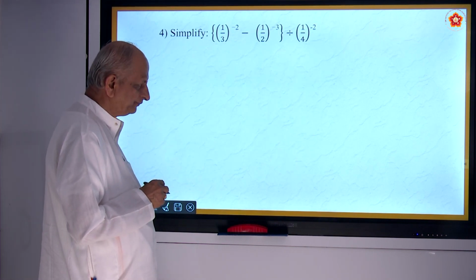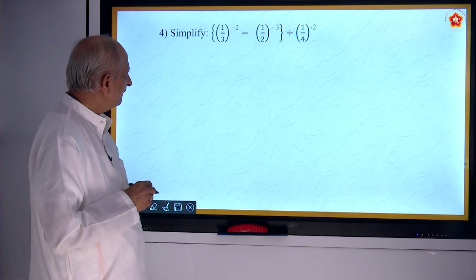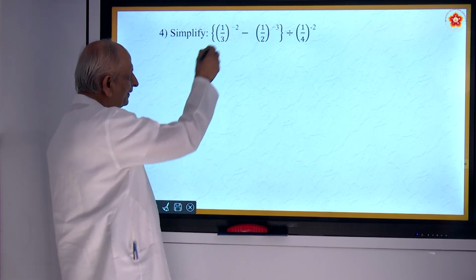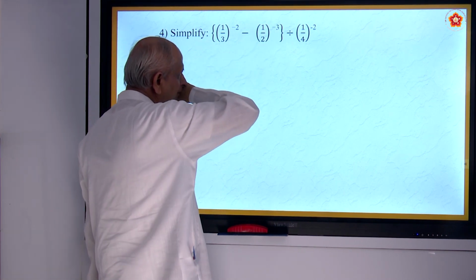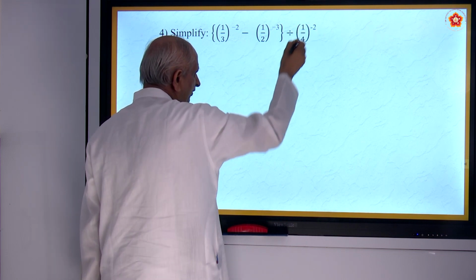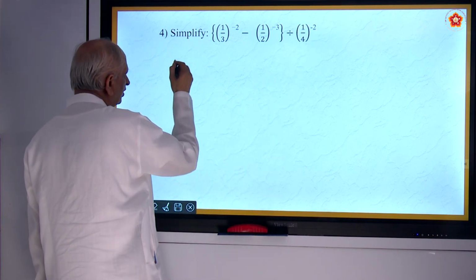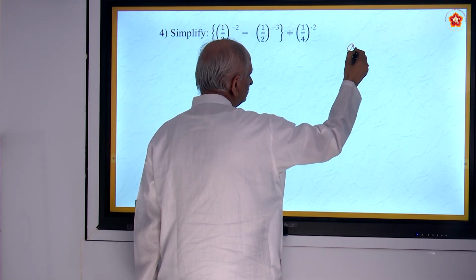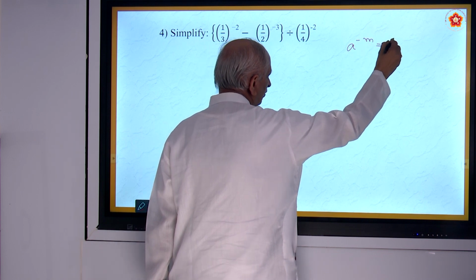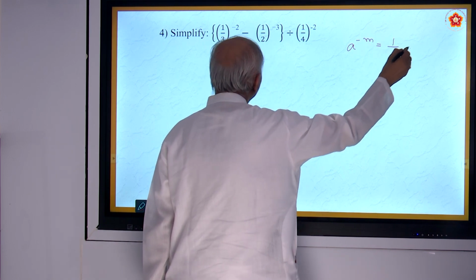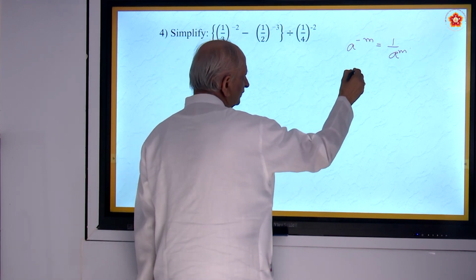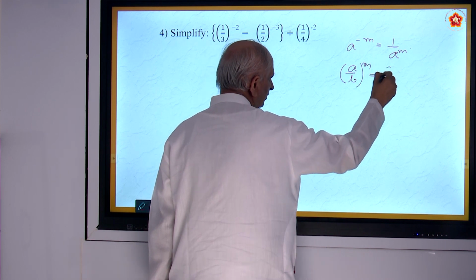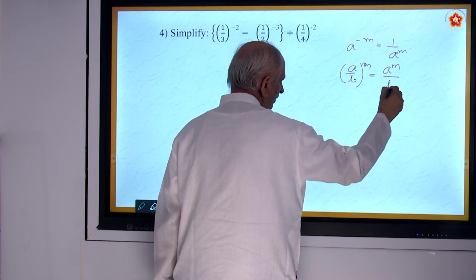Next one. 1 by 3 to the power of minus 2 is equal to minus half to the power of minus 3 divided by 1 by 4 to the power of minus 2. So here you must write the laws. What is the law? a to the power of minus m is equal to 1 by a to the power of m, one law. Second law, a by b to the power of m is equal to a to the power of m by b to the power of m.